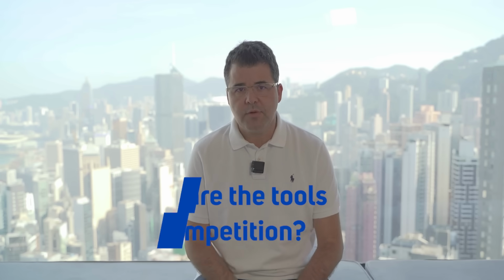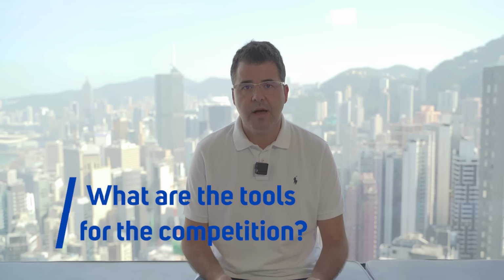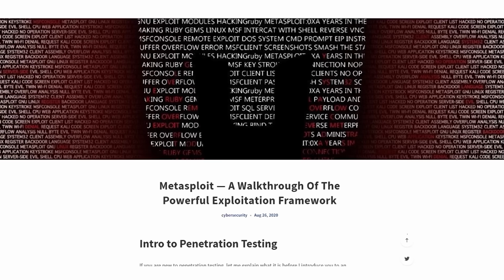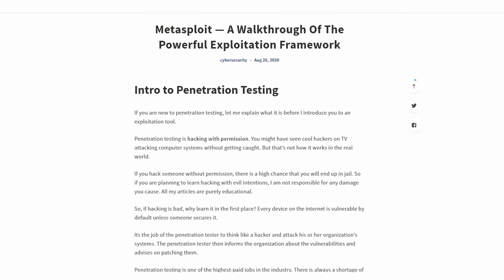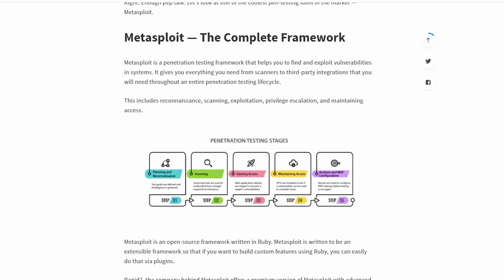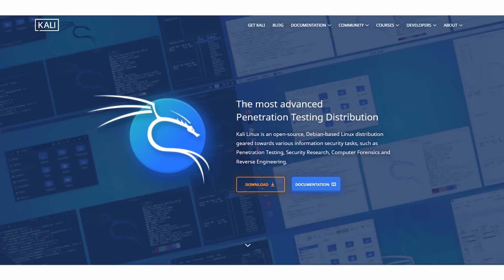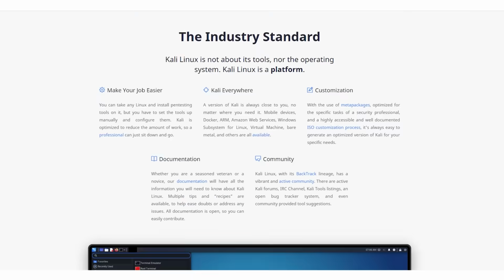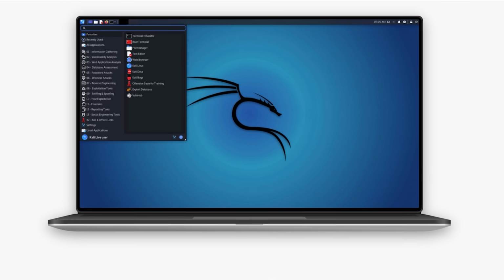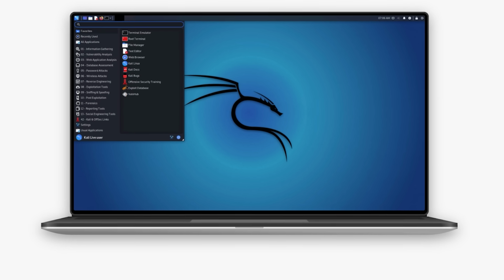So what are the tools for the competition? Following are a few tools you should know how to use in order to carry out the competition challenges. Metasploit. This is a set of tools that is favored by hackers all over the world. It is best for penetration testing, and with this the user can exploit a payload. Kali. It's a Linux distribution which is best suited for hacking attempts. It supports hacking tools and is ideal for penetration testing. Kali can also run as a VM.